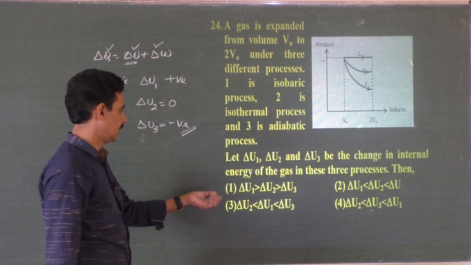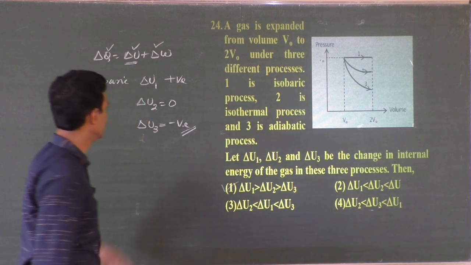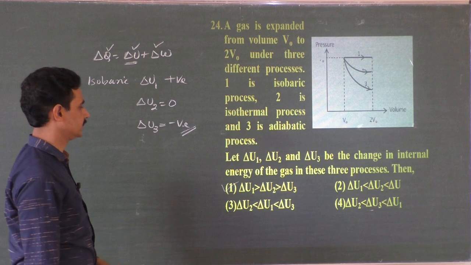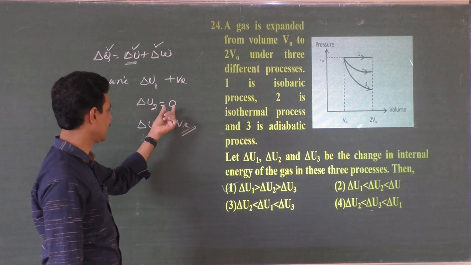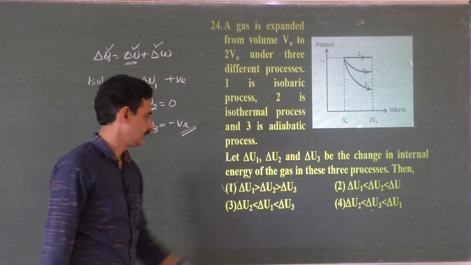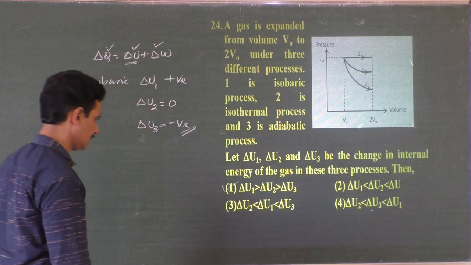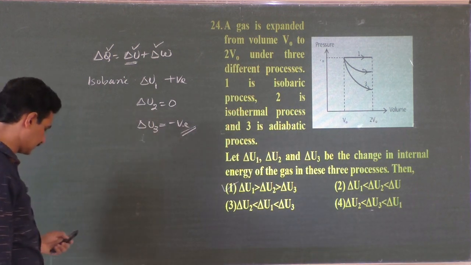So which is the answer here? This one. Delta U1 is greater because it is positive. Delta U2 is 0 and delta U3 is negative since it falls. So this is the greatest, next and next, least. So delta U1 is greater than delta U2, delta U2 is greater than delta U3. Delta U3 is the least one. That's all, easy enough for discussion here.